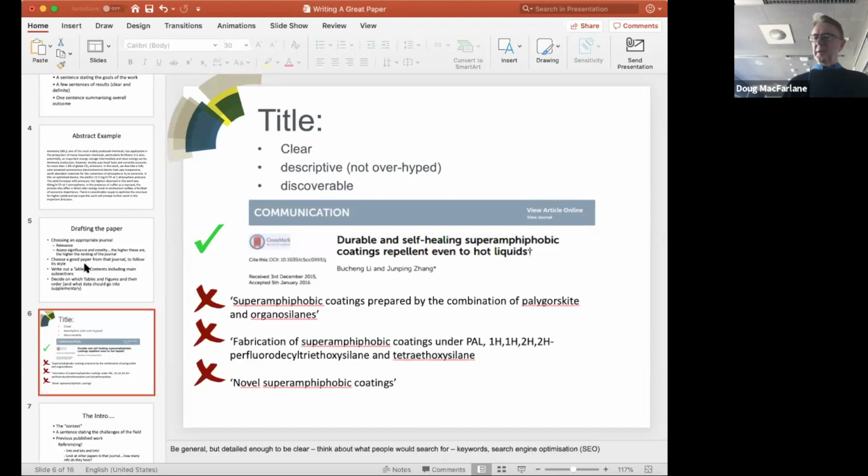Now that may not be true in some more focused journals, like organic chemistry or something like that, but certainly not for ChemCom. This is all about ChemCom, this particular slide. And the one at the top doesn't quite tell you what it's about. So there's a little too much detail about how it's prepared as opposed to what you achieve.